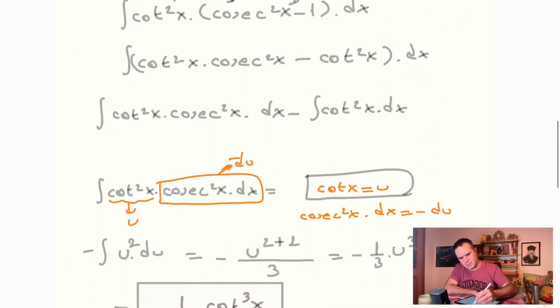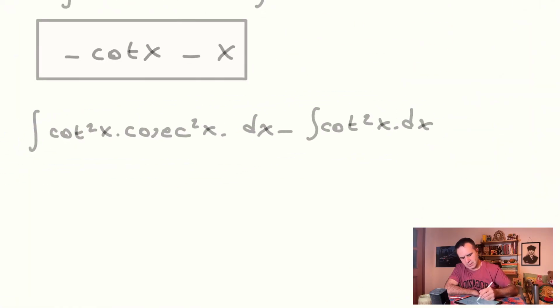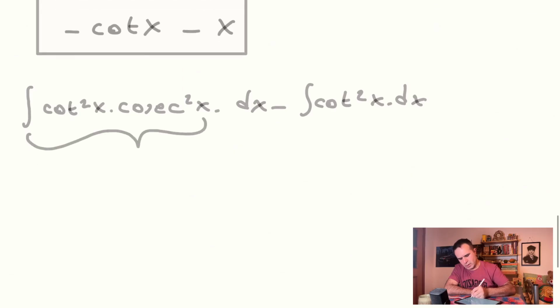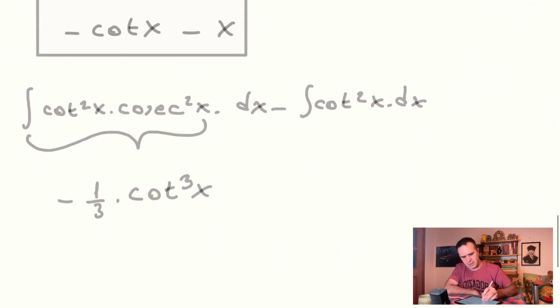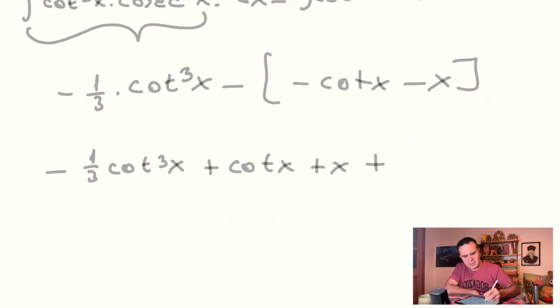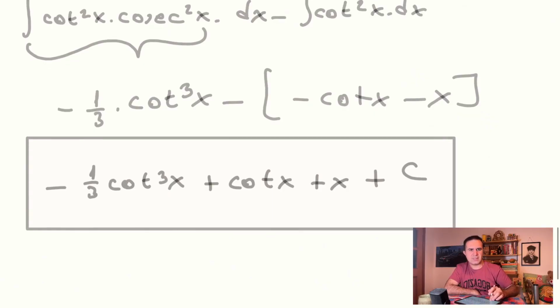Then the integral was this. This was equal to minus 1 over 3 cotangent cube x minus, minus cotangent x minus x. So minus 1 over 3 cotangent cube x plus cotangent x plus x. And since the integral was an indefinite integral, we should add a constant. So the answer is this.